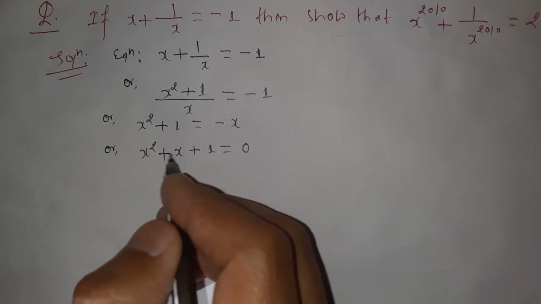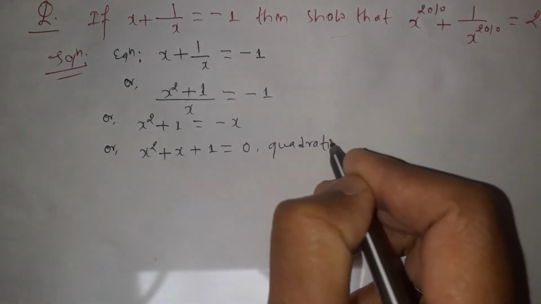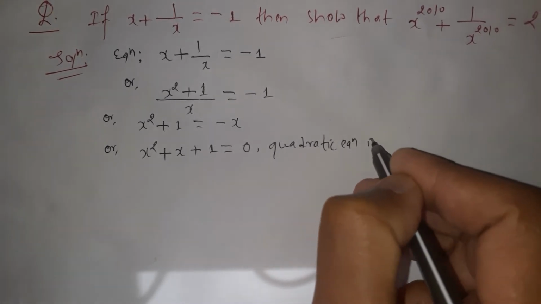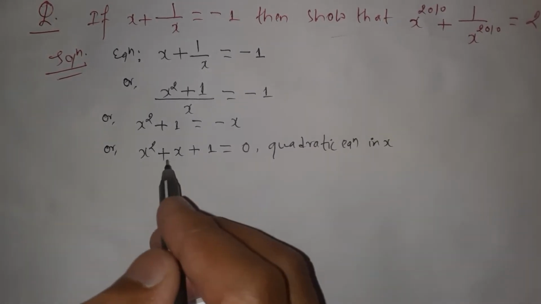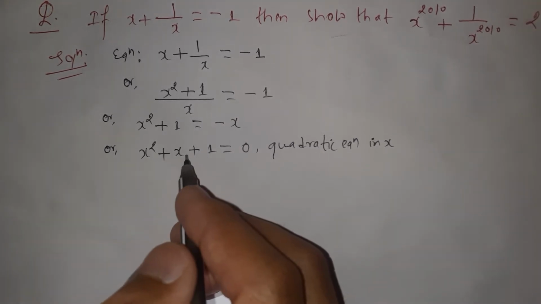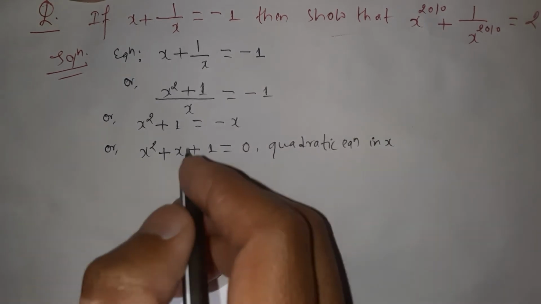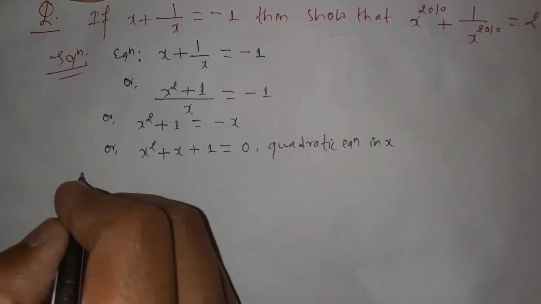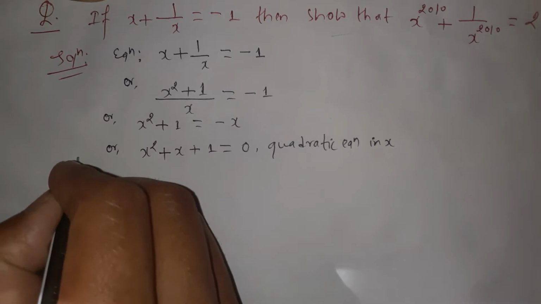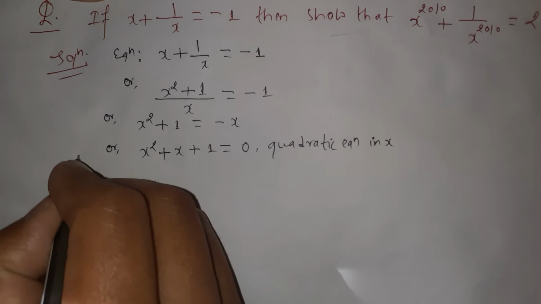Now this is a quadratic equation in the variable x. So this equation will have two roots. Now solving this quadratic equation by using the formula. Using the formula, we first have to compare this quadratic equation with the general form of the quadratic equation.